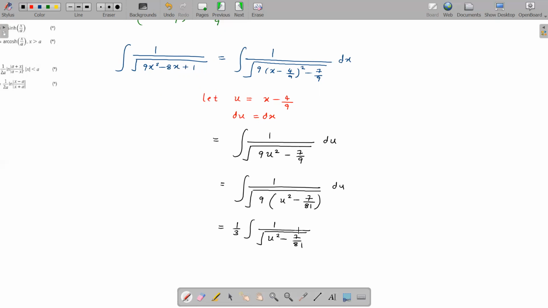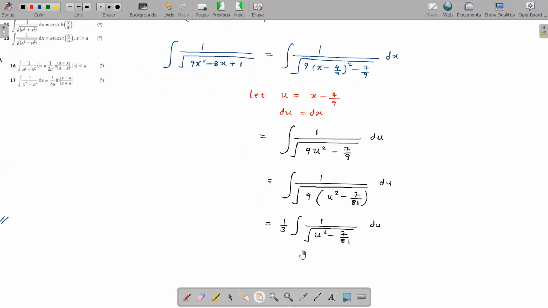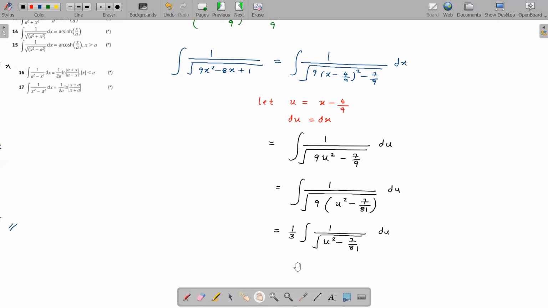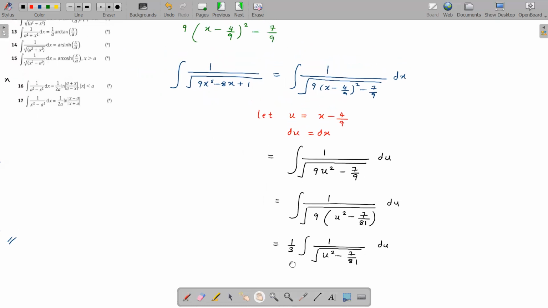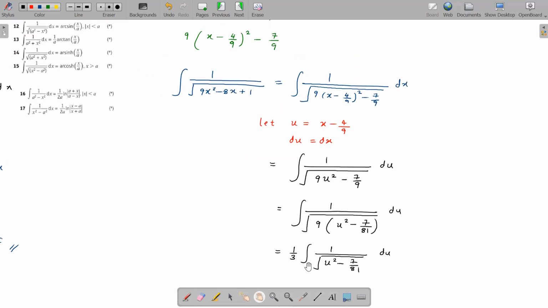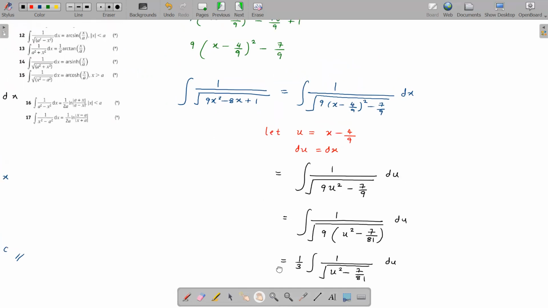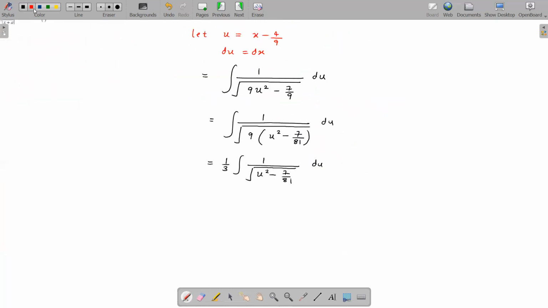So which rule does this fall under? It falls for u square minus 7 over 81 root, x square minus a square root. So x square minus a square root is rule number 15. Rule number 15, so r cos x over a. By the way, what's our a value? So a square is 7 over 81. Are you with me? Which means a is the root of this. It becomes root 7 over 9.